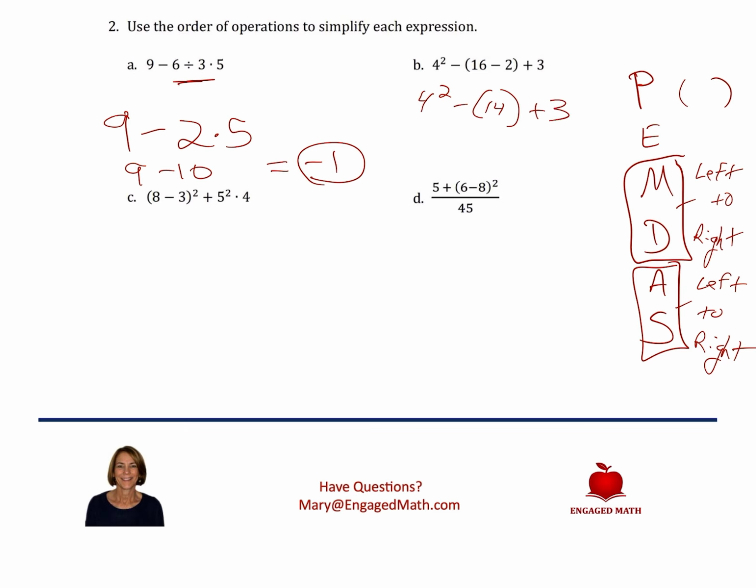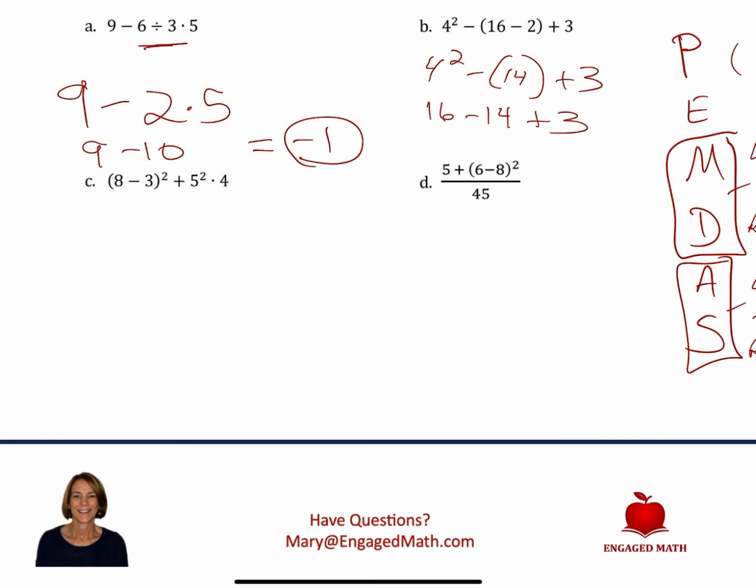Next thing, we've done the parentheses, so now we're going to work with the exponents. 4 squared means 4 times 4, so it's 16 minus 14 plus 3. 16 minus 14 is subtraction. That's going to come before the addition, and that's because we're working left to right. So 16 minus 14 is 2, and 2 plus 3 gives us 5 as our final answer for B.